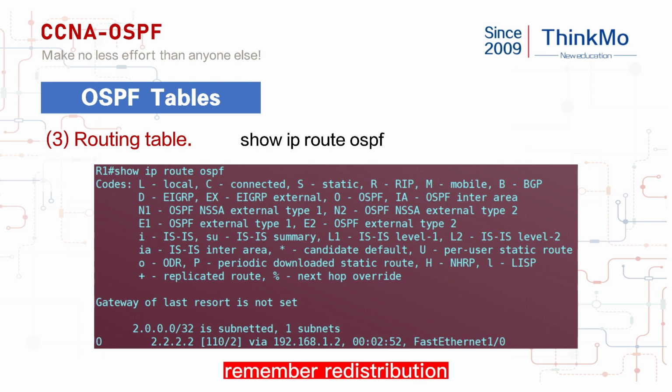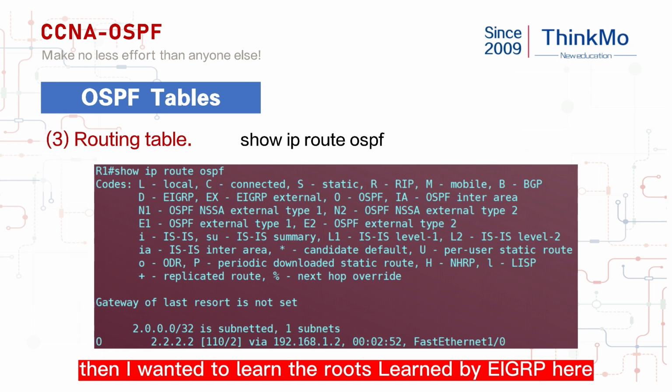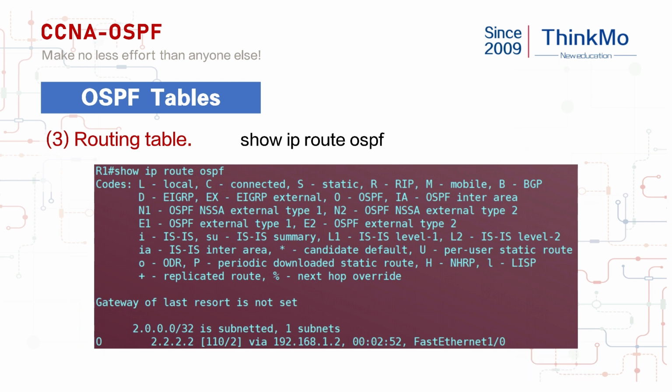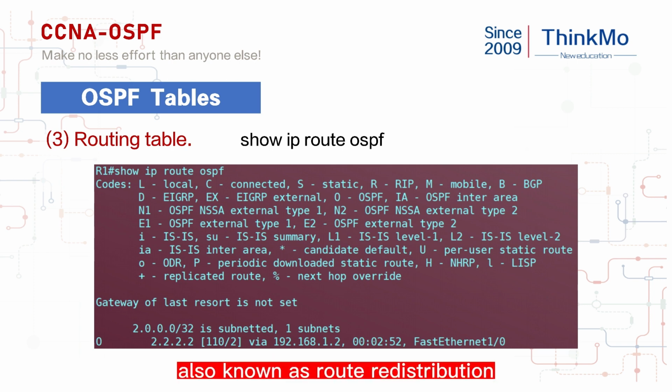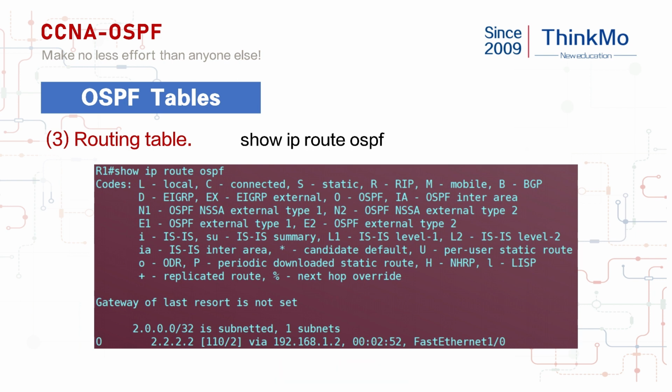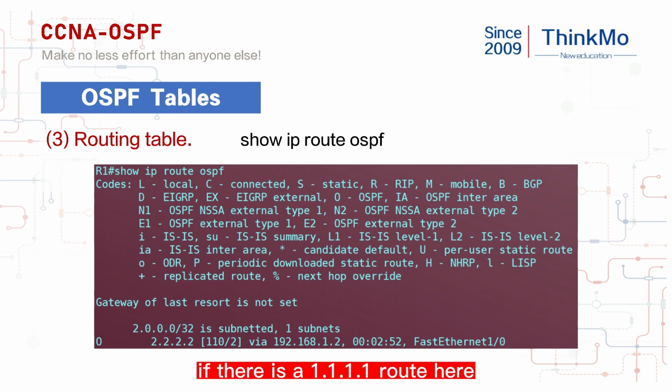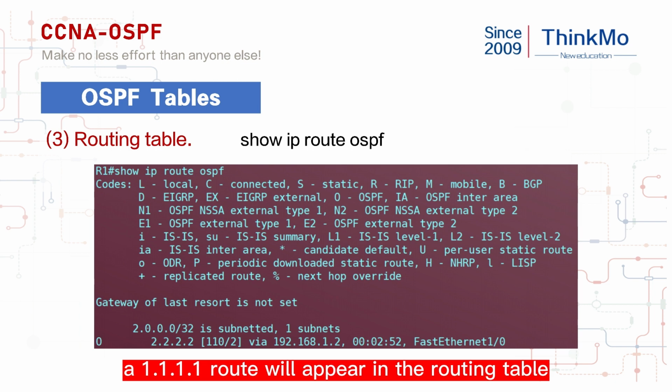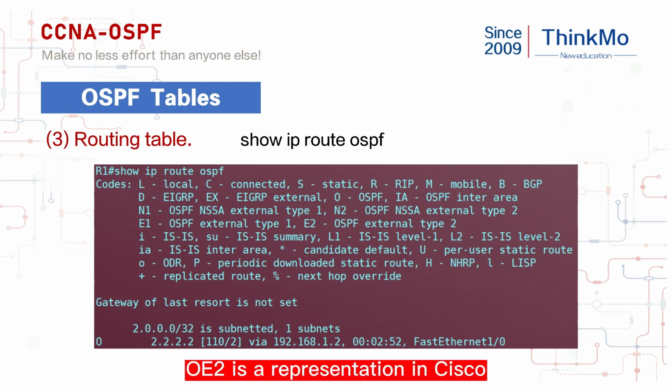Remember redistribution? The left side of this device is EIGRP. On the right is OSPF. Then I wanted to learn the routes learned by EIGRP here. I'll redistribute it in. Called routing, also known as route redistribution. If there is a 1.1.1.1 route here, a 1.1.1.1 route will appear in the routing table. OE2 is a representation in Cisco.